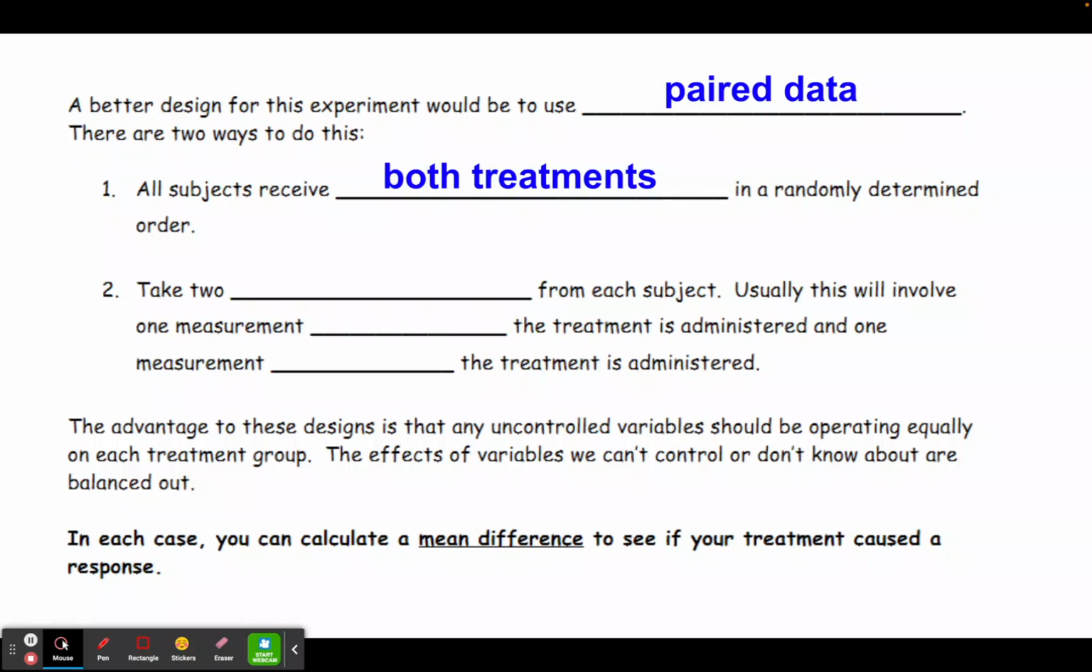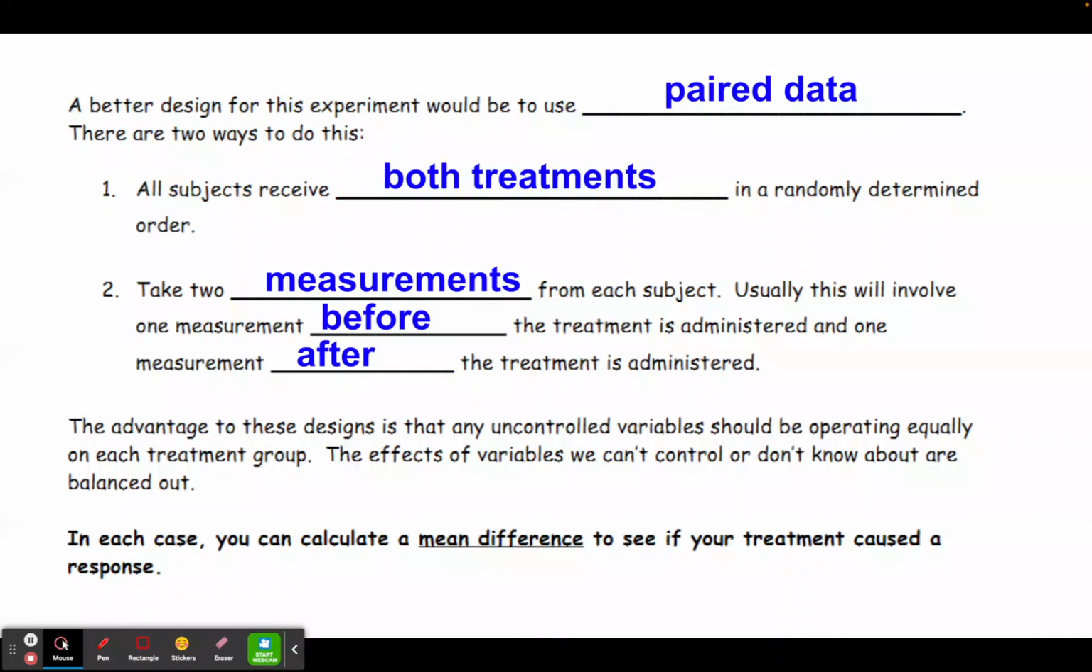That way, we would negate the effects of having warm up time, where students that use whichever putter they use second might use it better because they've had a little bit of time to practice putting first. Another way to design an experiment with paired data is to take two measurements from each subject. Usually, this will involve one measurement before the treatment is administered and one measurement after the treatment is administered.